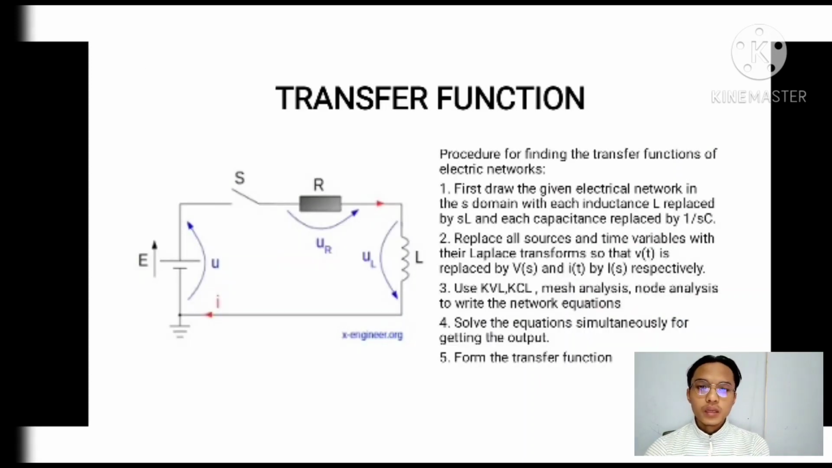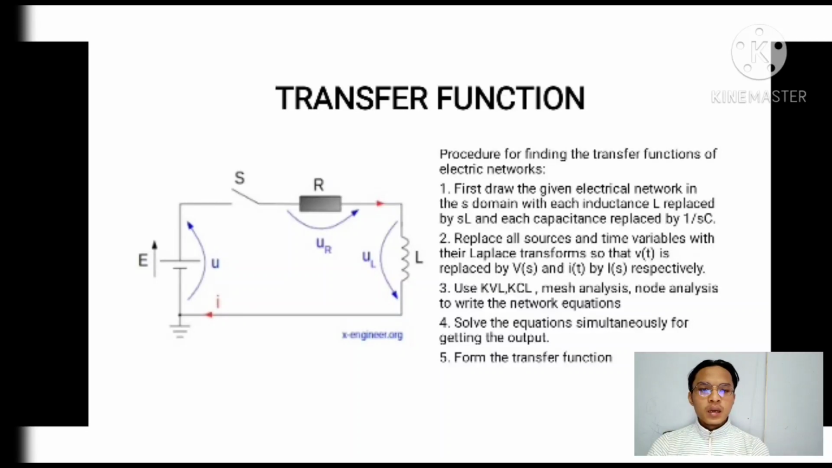Okay, I will present about how to get the transfer function from the circuit. We have 5 procedures. Firstly is to draw the given electrical network in the S domain with its inductance L replaced by SL and its capacitance replaced by 1 over SC.